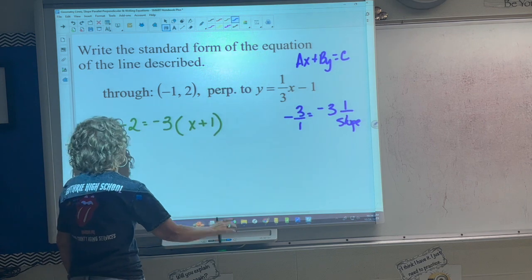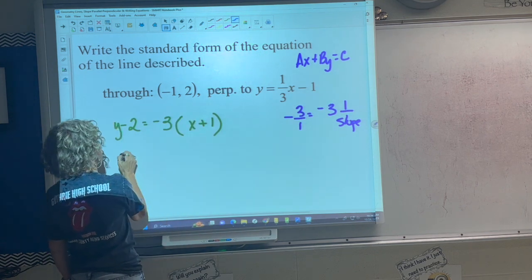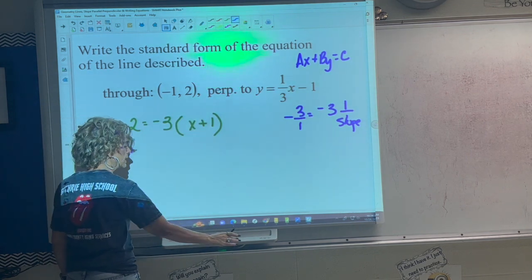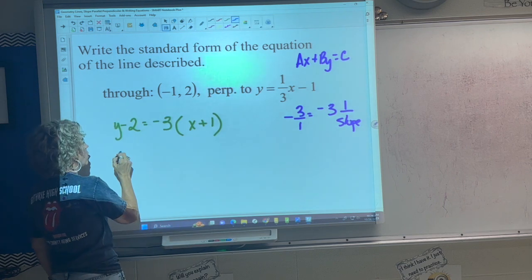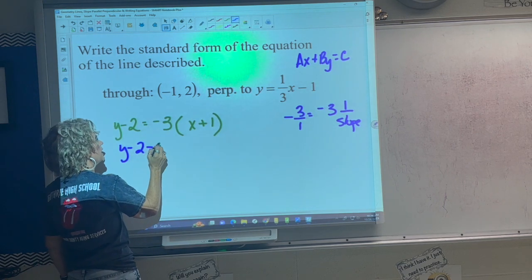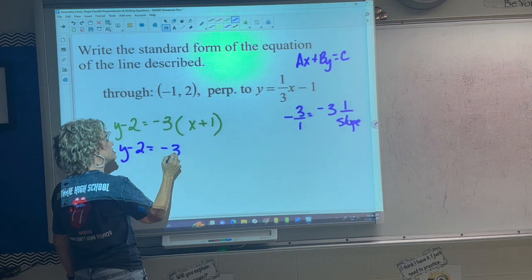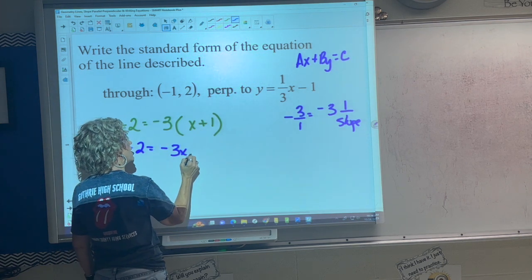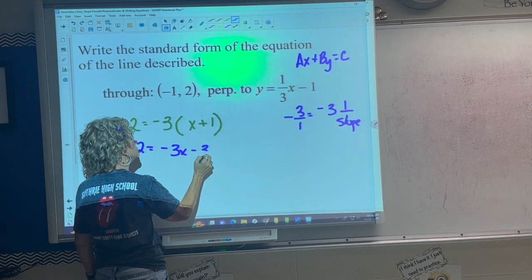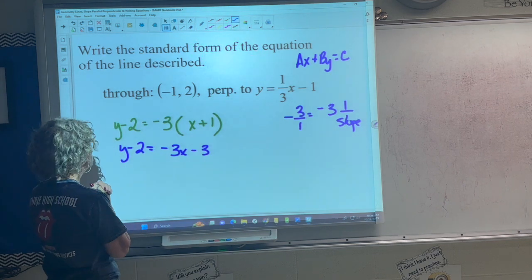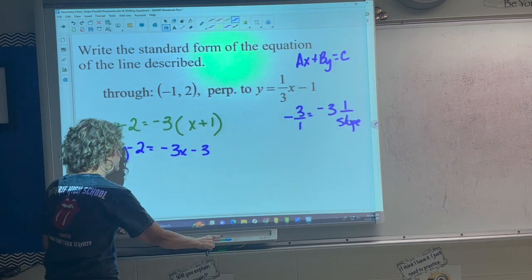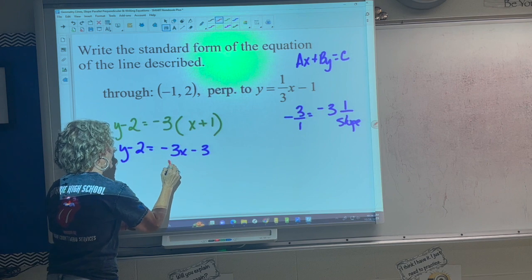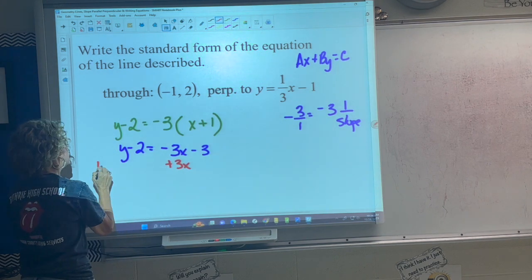All right, I'm still going to distribute. Oh, I'm sorry, making up my own signs here. Y minus 2 equals -3 times x is -3x, and -3 times a positive 1 is -3. Okay, I'm on a roll. X and y have to be on the same side, so I'm going to add 3x to both sides.